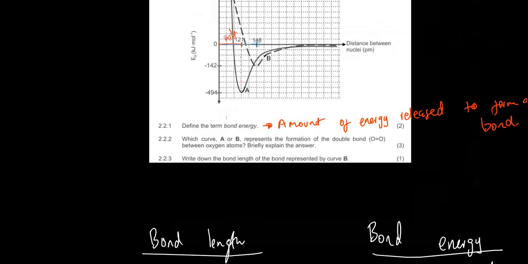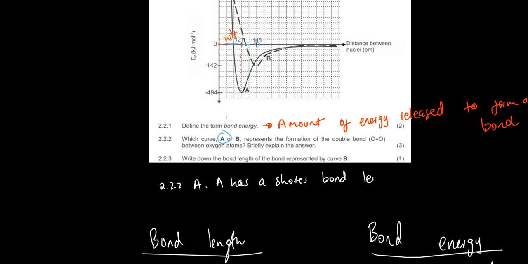Okay, so that is why the answer here should be A, right? So that is why for 2.2.2 the answer will be A, because A has the shortest bond, it has a shorter bond length compared to B.